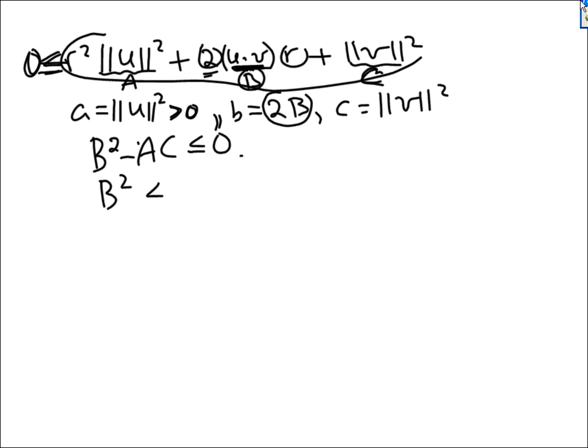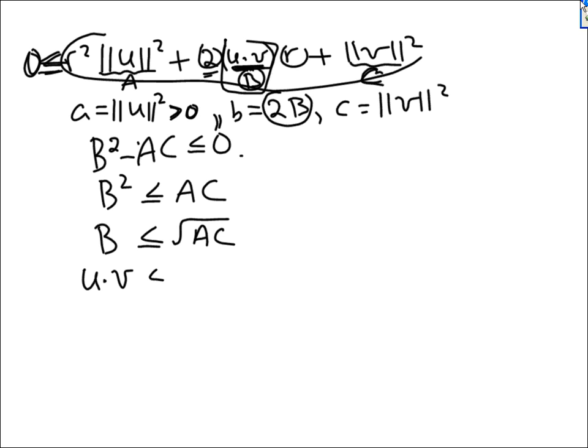B squared is less than or equal to AC. Taking square roots of both sides, b is less than or equal to the square root of AC. But what was b? B is u dot v. And that's less than the square root of a. This is the same as the square root of a times the square root of c. The square root of a was the length of u squared, times c, the length of v squared.